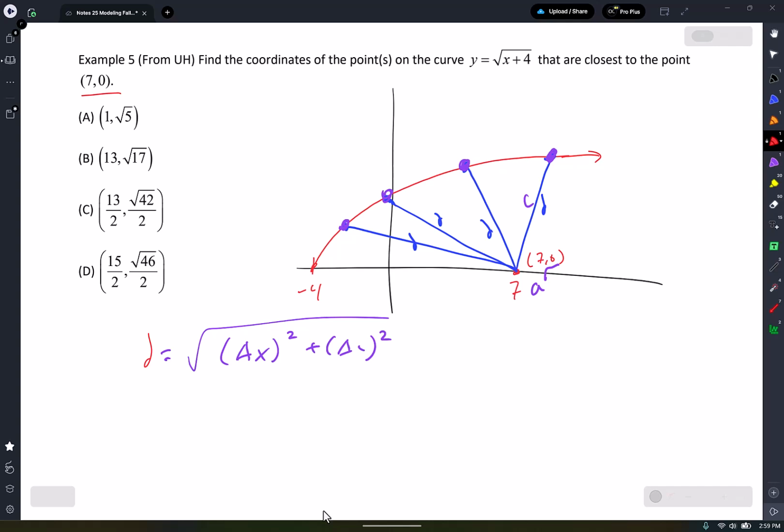Okay, so here it is. There's the distance formula. You guys ready? So I've got two coordinates. I've got the coordinate 7, 0, and I've got the coordinate on this curve. Since I don't know what x value it is, I just put x, comma, and I don't know what y value it is, but you're going to put it in terms of x. Well, look what I have here. My y value in terms of x is what? Square root of x plus 4.